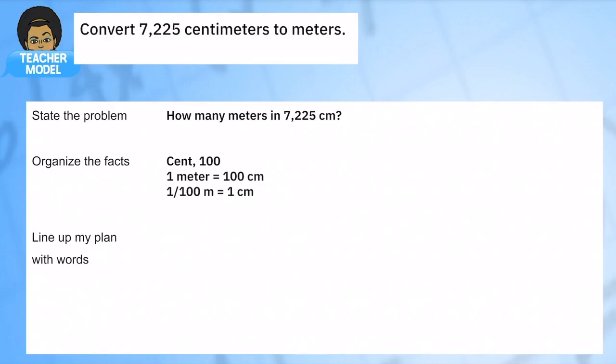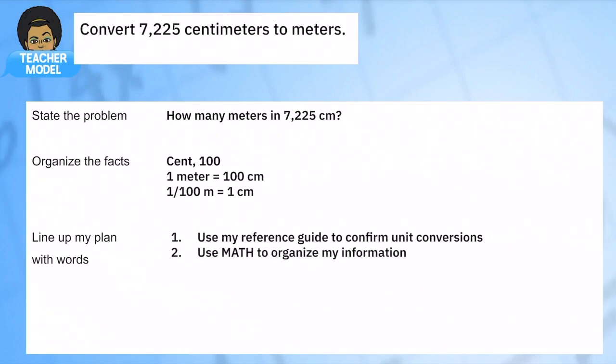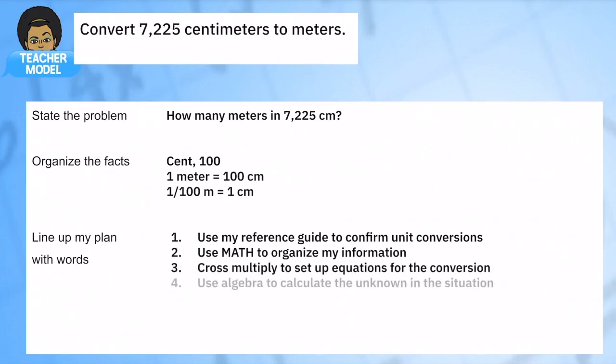And so here are our steps. We're going to use the reference guide, the one that we saw on the other page, for the unit conversions. We're going to use math to organize the information. It's going to help us. And we're going to cross multiply to set up those equations for the conversion, and then use our algebra to calculate the unknown in the situation. So hit pause so you can jot this down, and we're going to jump into our plan.